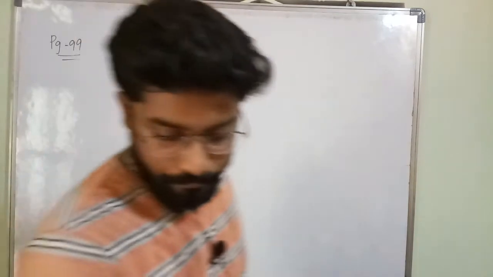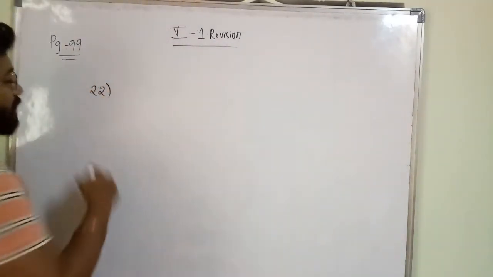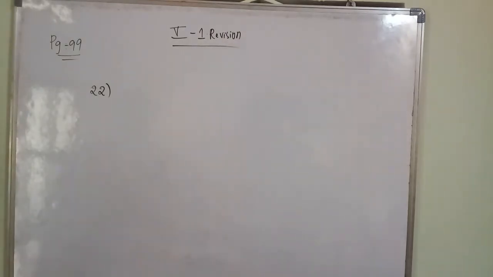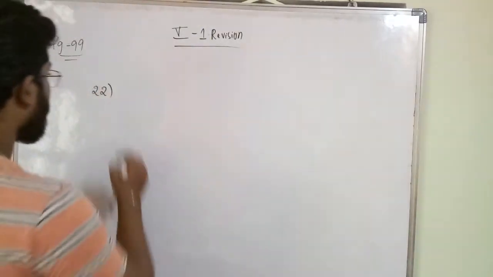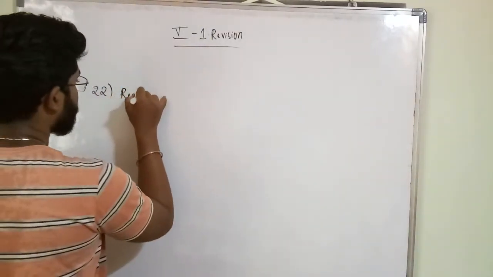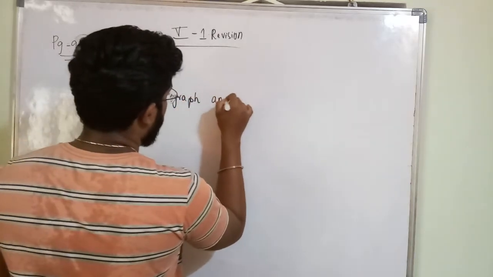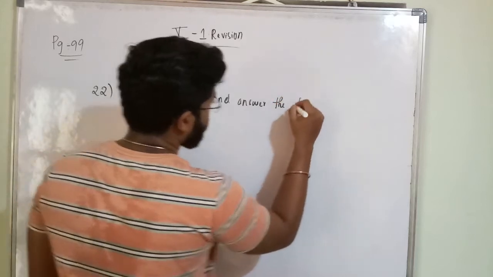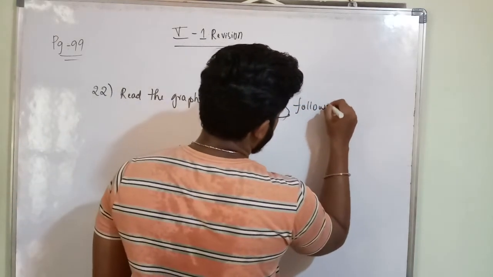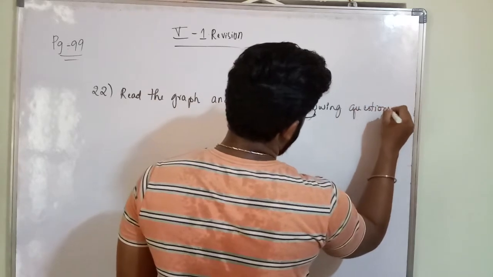Okay, so second one, 22nd one. So the last question in this chapter. Read the graph and answer the following questions. So you have to read the graph.